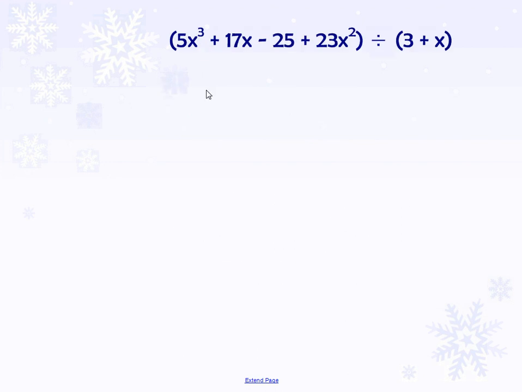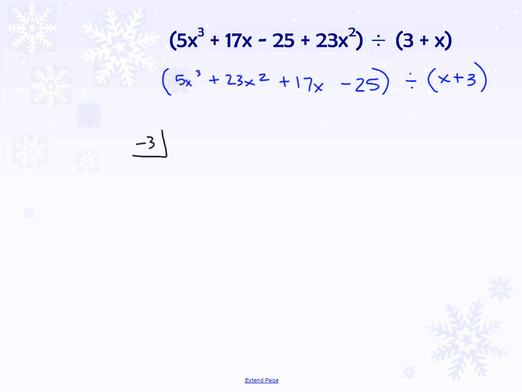Alright, next example is one where they're not written in standard form, so I need to rewrite them in standard form first. My largest degree is 3, so I'm going to go 5x to the third. Then I'm looking for my 2. Here's my next one, so positive 23x squared. Then I'm looking for my x, plus 17x minus 25. Divided by, if I rewrite this in standard form, it would be x plus 3. So the number that I'm going to put in the box would be negative 3.